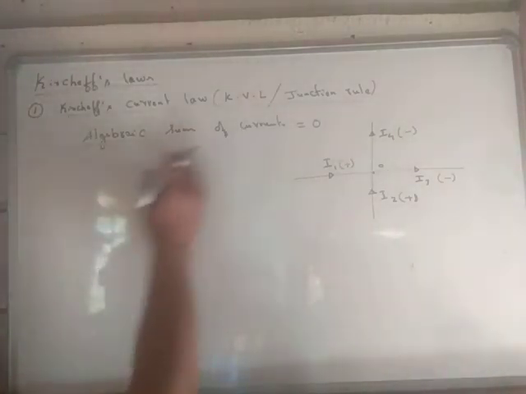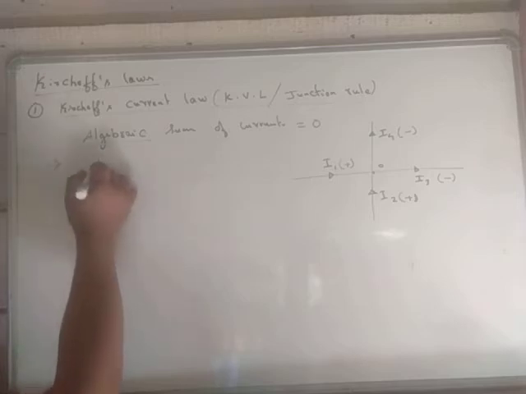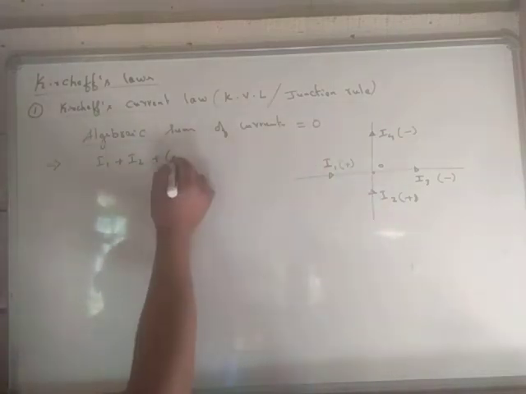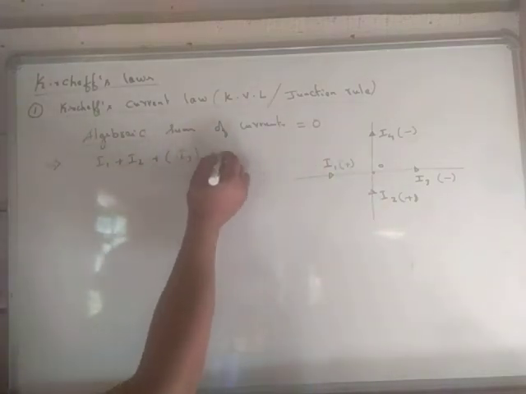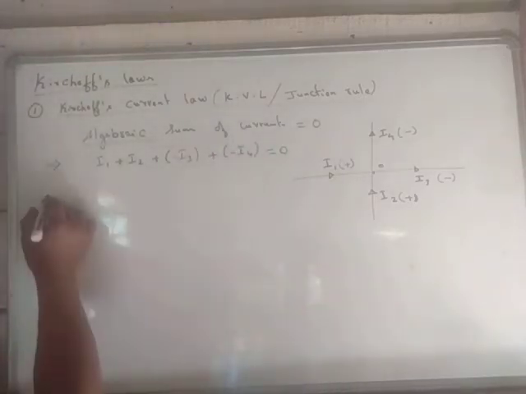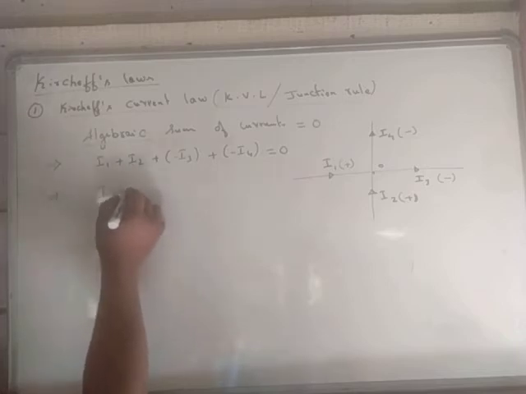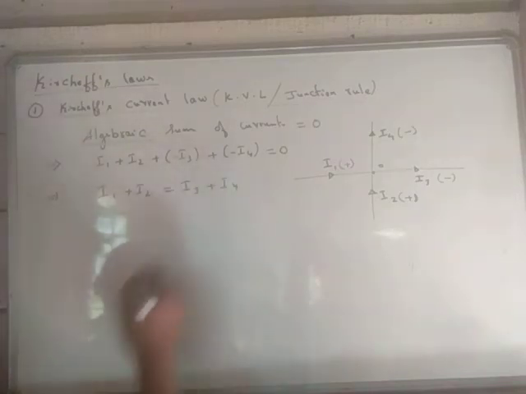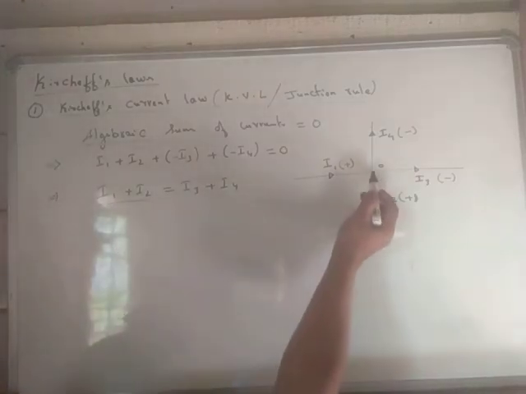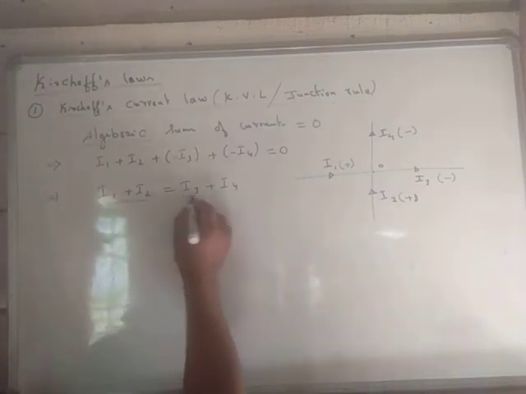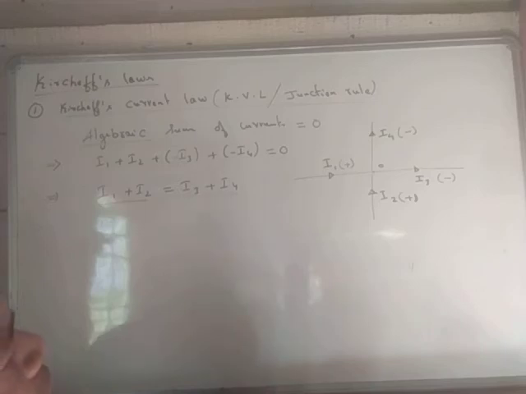So this algebraic sum of current, when you write it mathematically, it means I1 plus I2 plus minus I3 plus minus I4. This is 0. Or I can also say that I1 plus I2 is equal to I3 plus I4. So what is this I1 plus I2? I1 plus I2 are the currents which are meeting the point O, whereas I3 and I4 are currents that are leaving the point O.